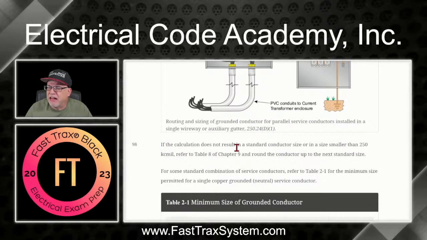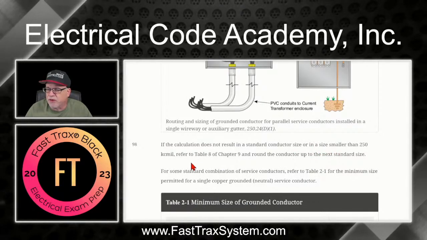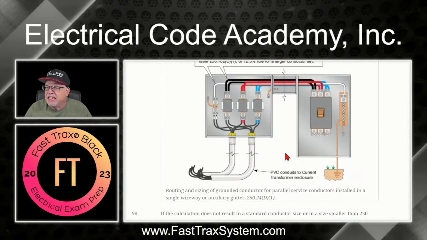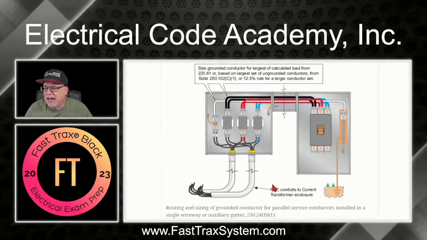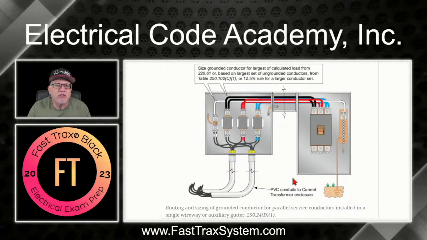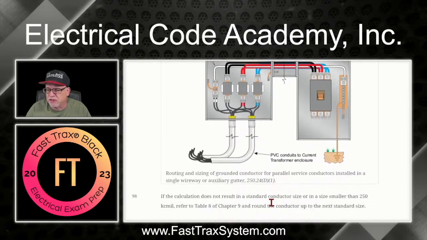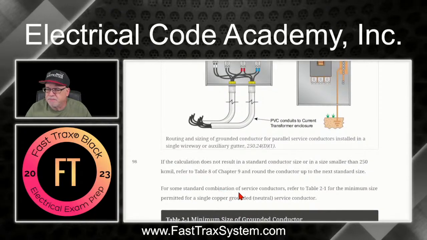Now, if the calculation does not result in a standard conductor size, or the size is smaller than 250 kcmil, for example, refer to Table 8 of Chapter 9 and you're going to round up. So if you do the 12.5% calculation and it doesn't exactly match a conductor, then you go back into Chapter 9, Table 8, where you get the circular mils, and you go to the next size. You get to round up to the next size per that table. I'll show you an example of that here.